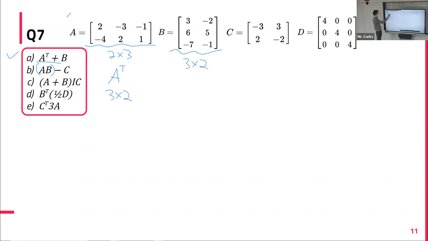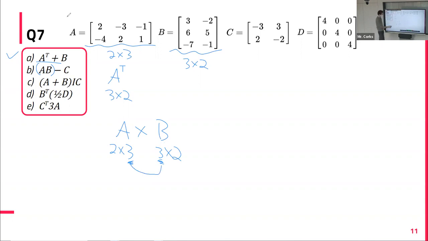B, A times B, is that possible? So A, we said, is a 2 by 3. B is a 3 by 2. What do we look at to know? The number of columns of the first, rows of the second one. The inside numbers here. Inside numbers, those match, 3 and 3.